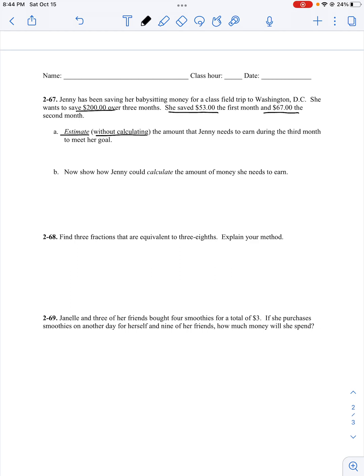So her goal is $200. She saved about $50 and about 70 for the first 2 months. So I'm going to guess that she has around $120, which means that she needs $80, or about $80. That's what this squiggly line means, for the 3rd month.